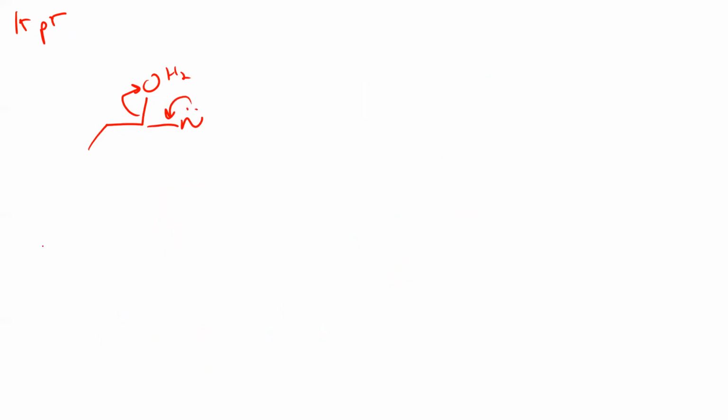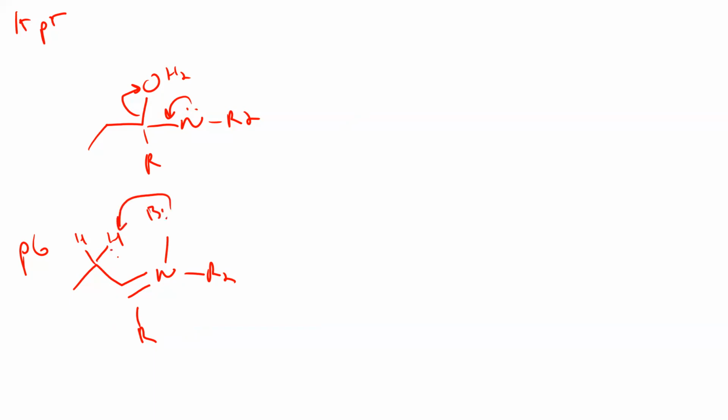Part 6. And obviously, I'm just going to call it R, and I'm going to call this R2. That way I don't have to keep on drawing it over and over again. Unless we have to. Part 6 now, we're going to have a proton transfer. This base is going to come in here. And that's going to release these electrons. You have 3 arrows.